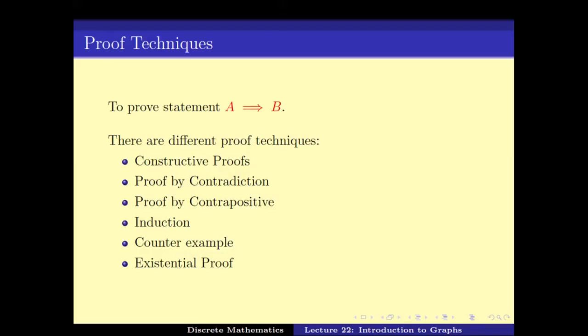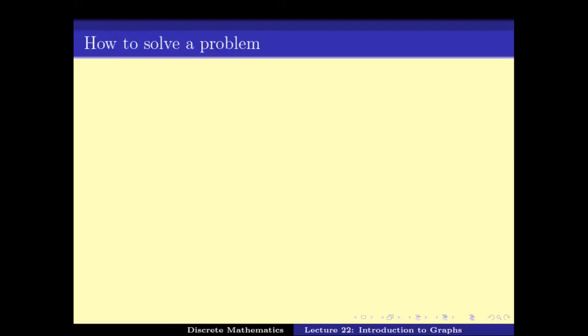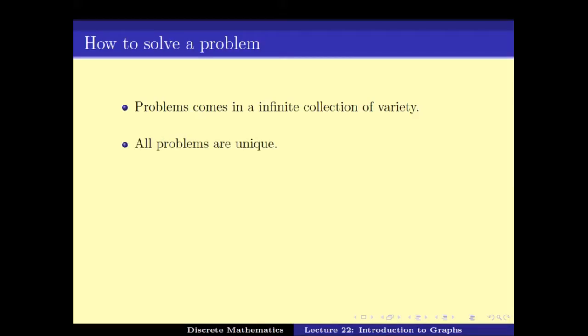Now let's ask a very important question. How to solve the problem? First of all, problems come in an infinite collection of varieties. So it's not very clear whether two problems are the same or not, or whether there is any similarity in them. All of them are unique. So there is as such no particular thumb rule about how to solve a problem.